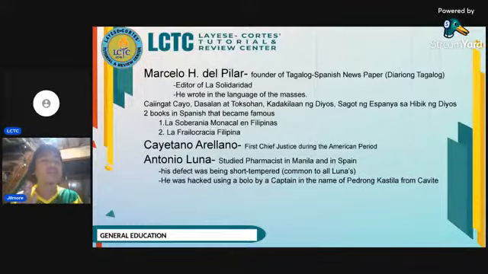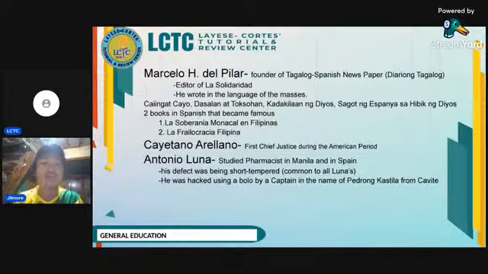And one common feature of Marcelo H. del Pilar is that when he is writing, okay, he used the language of the masses. Okay, unlike Rizal, who most of the time wrote in Spanish, Marcelo del Pilar wrote in the language of the masses. Oh, kaingat kayo, Dasalan at Tuksuhan, Kadakilaan ng Diyos, Sagot ng Espanya sa Hibik ng Pilipinas. Okay. But he had also written books in Spanish and became famous. The two books written by Marcelo del Pilar in Spanish: La Soberania Monacal en Filipinas and La Frailocracia Filipina.